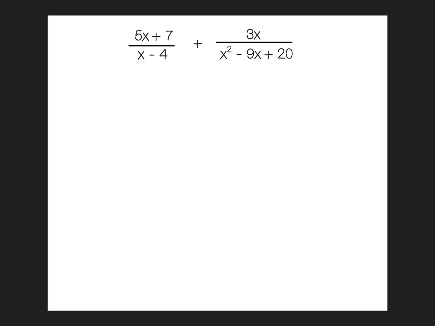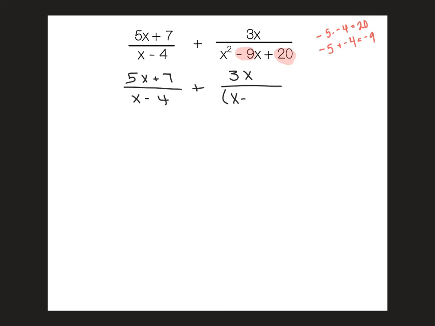Here's another example. Again, you want to start off by factoring the denominator. The first denominator is already fully factored, so we don't need to worry about that. However, the second denominator is not. I want to look for factors of 20 that add to be -9. And those factors would be -5 and -4. So I'll rewrite this to be x minus 5 times x minus 4.